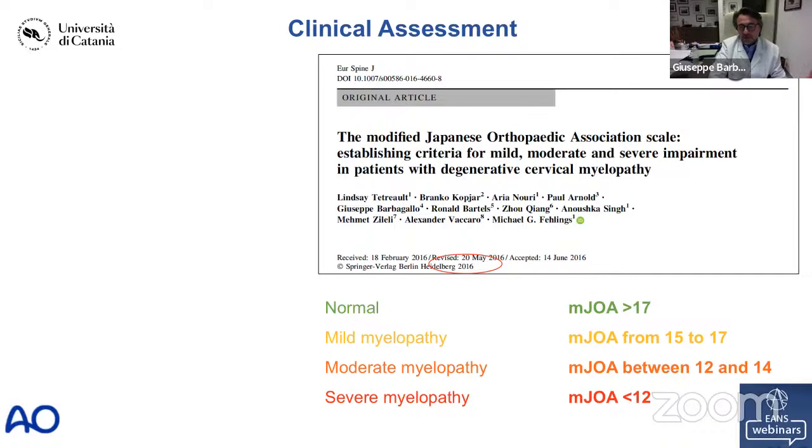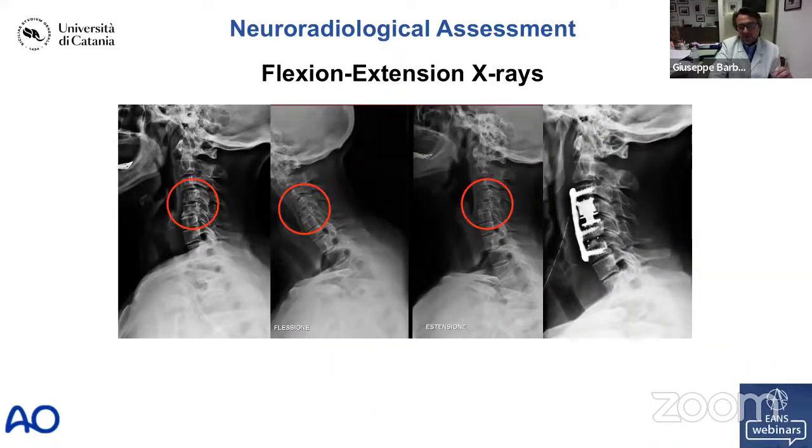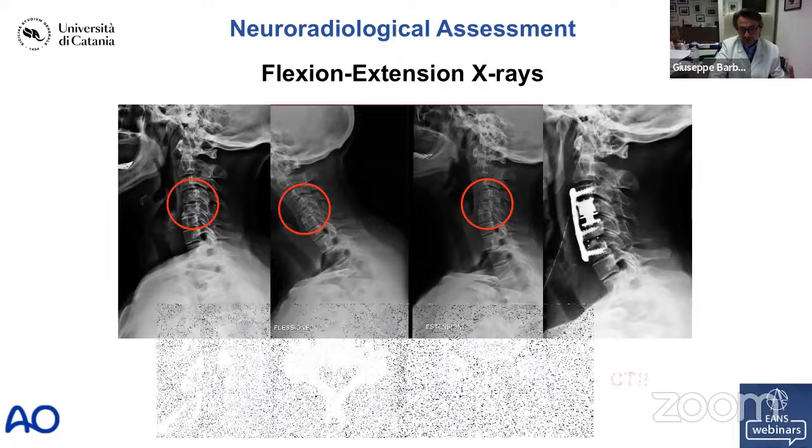The gold standard should be to use the mJOA, as Mark already pointed out. And we all know that there are different grades of clinical involvement for these patients. The other point, which I think is extremely important before taking the final decision on whether to do surgery and what type of surgery, is to have a thorough imaging evaluation of our patients. I strongly recommend that X-rays, including flexion extension views, should always be performed, as they can give us a lot of very important information, as you can see here.